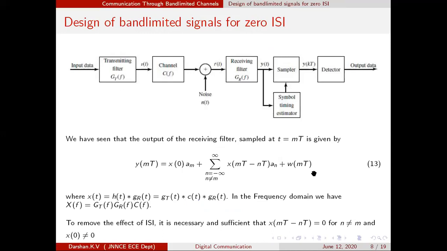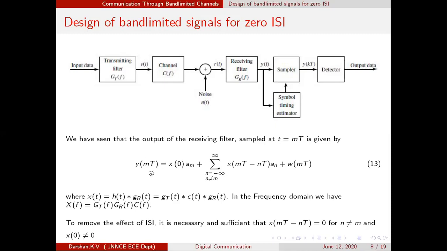concept of ISI. This is the basic block diagram of a communication system wherein we are sending symbols over a band limited channel. Now at the receiver, if you observe the symbols, then this is the basic equation: y of mT equals x of 0 into a_m plus sigma x of mT minus nT into a_n plus w of mT. What is this?